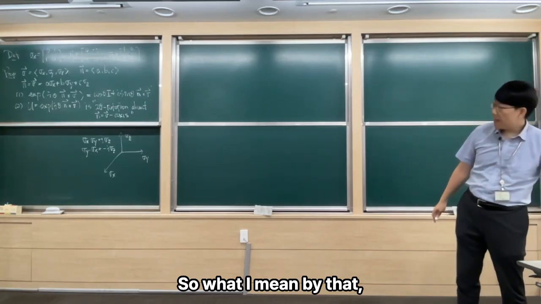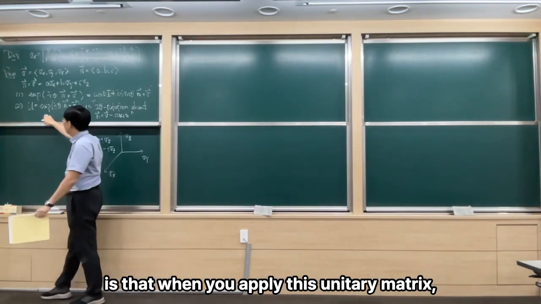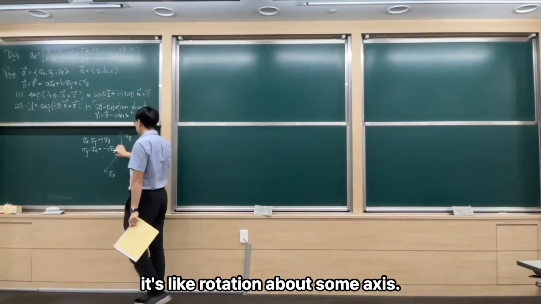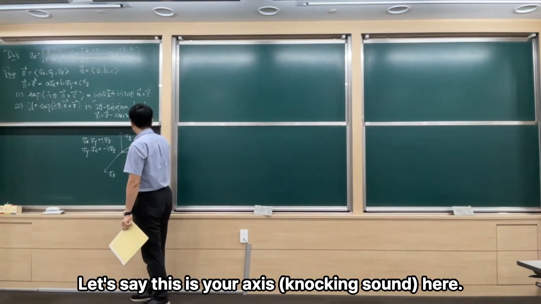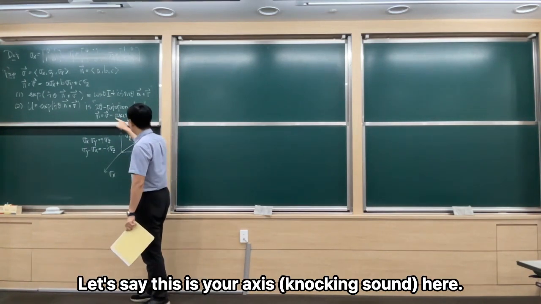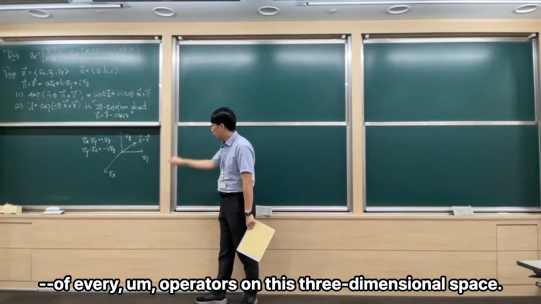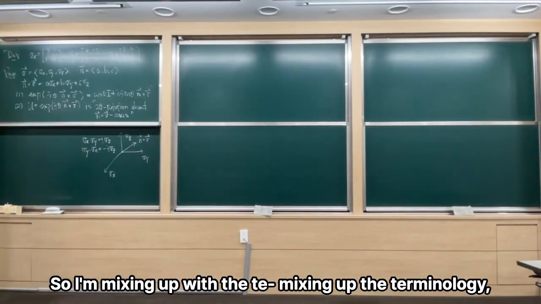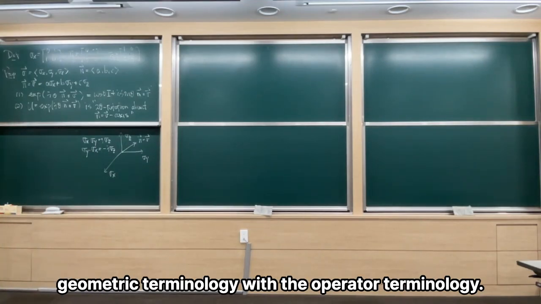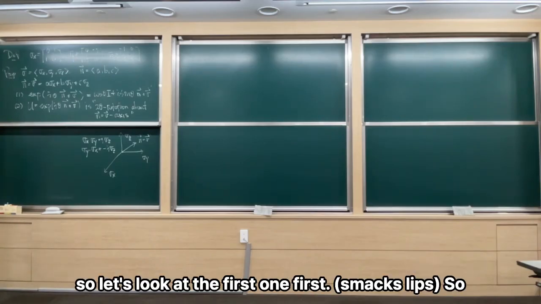What I mean by the second property is that when you apply this unitary matrix, it's like a rotation about some axis. Let's say this is your axis in here, of every operator on this three-dimensional space. So I'm mixing up the geometric terminology with the operator terminology. So let's look at the first one first.